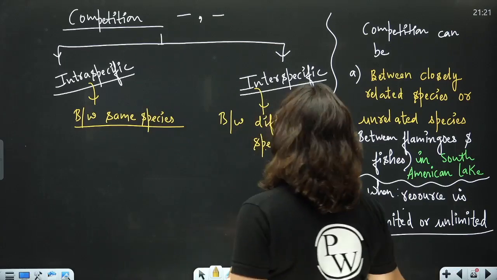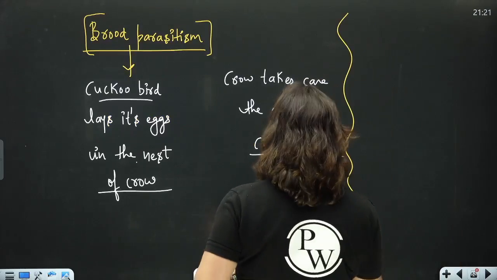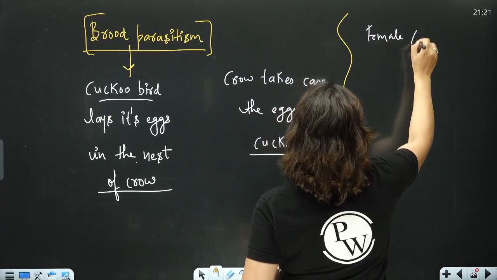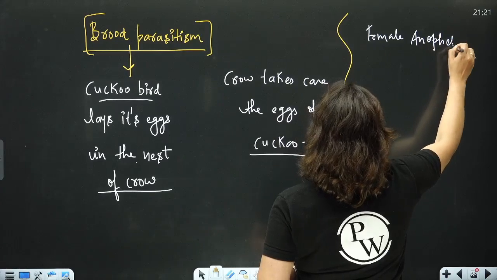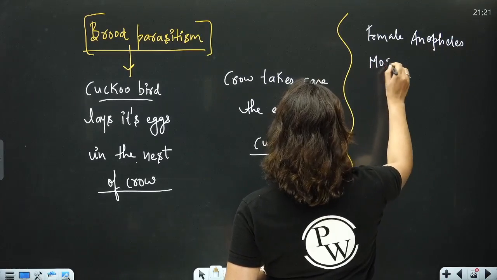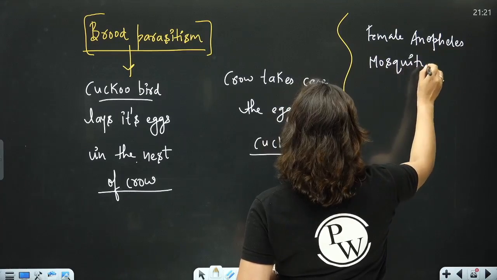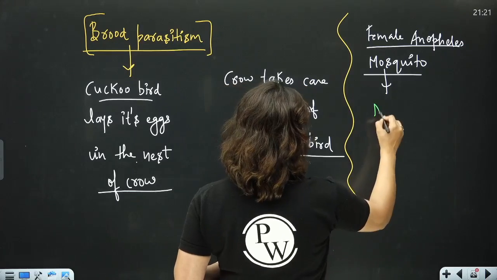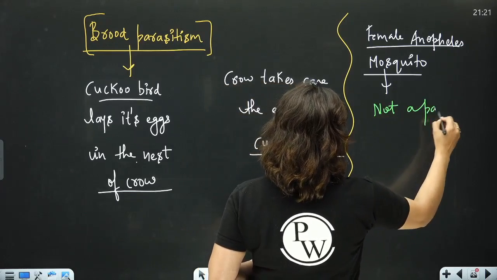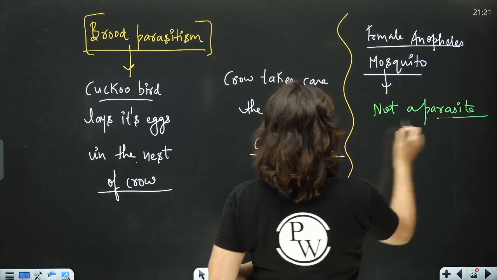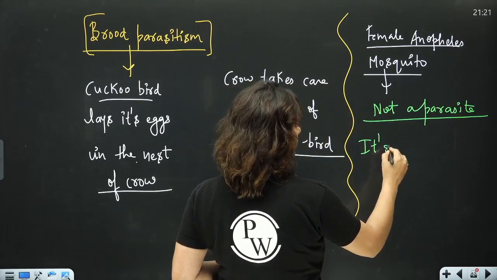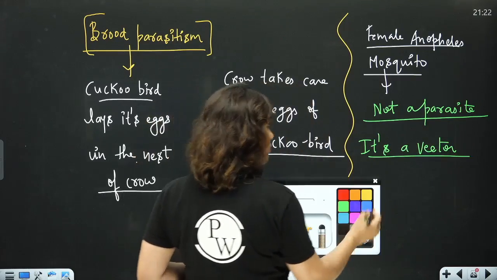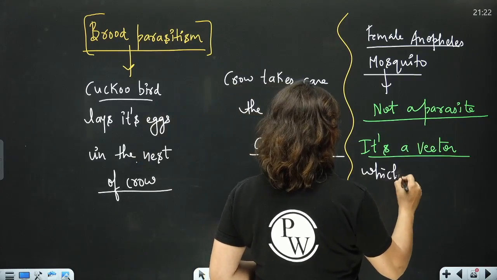One more thing I had to tell in parasitism. There's a question asked in NCERT: malaria is caused by the female Anopheles mosquito, is this true? No, this is false. The mosquito is not a parasite. Mosquito does not cause malaria. It's a vector. Female Anopheles is a vector which carries Plasmodium.